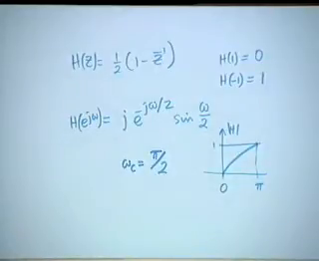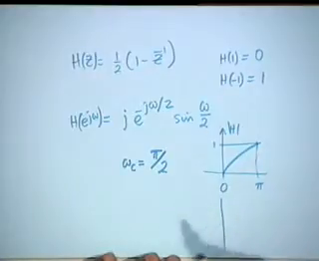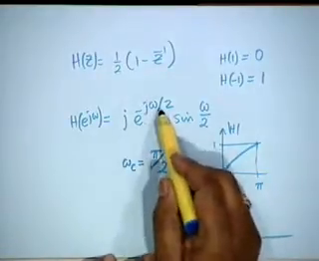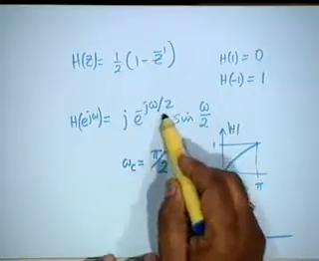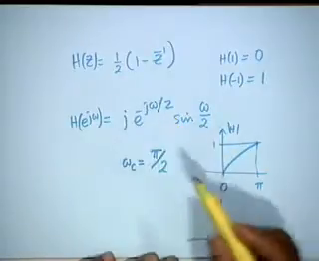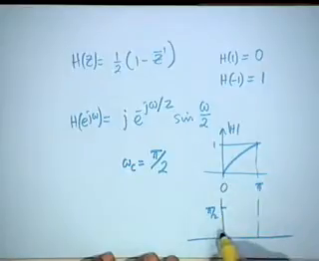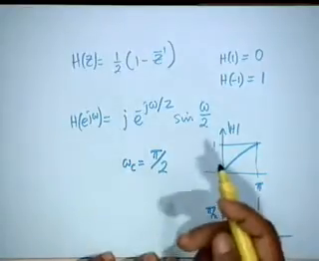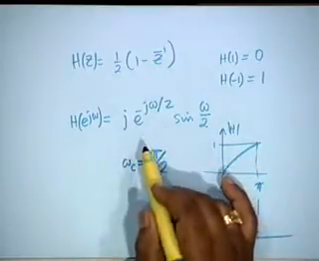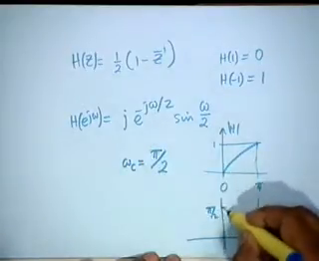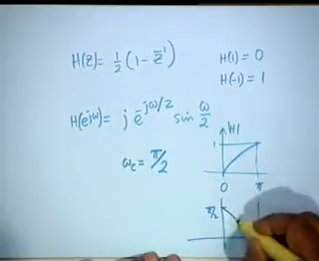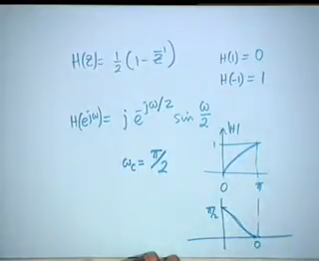Very easy. But what about the phase now? Phase at omega equal to 0, this does not contribute phase, but this term j contributes a phase of pi by 2, and beyond omega equal to 0 the phase will be pi by 2 minus omega by 2. So, it comes linearly down to 0, linearly down to 0. Okay.